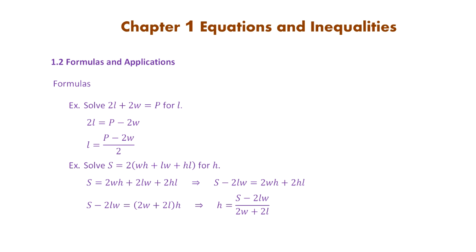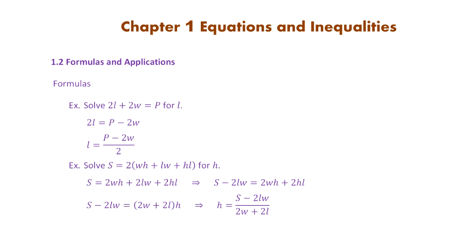So look at another example. You solve S equal to 2 times W times H plus L times W plus H times L for H. So this time we need to solve for H from this formula. Again, we need to separate the terms with H on one side. But the first thing we would like to do is to simplify this equation by distributing 2 on the right side. So we get S equals 2 times WH plus 2 times L times W plus 2 times H times L. And then we can separate terms with H on one side.